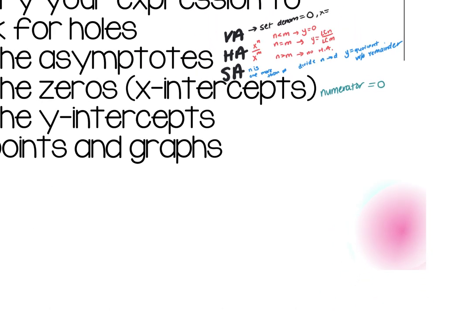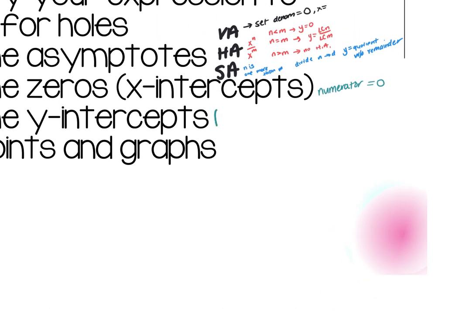To find the y-intercept, and this is going to be in coordinate point form, so it's going to be 0, comma, a number. And we plug 0 in for x.